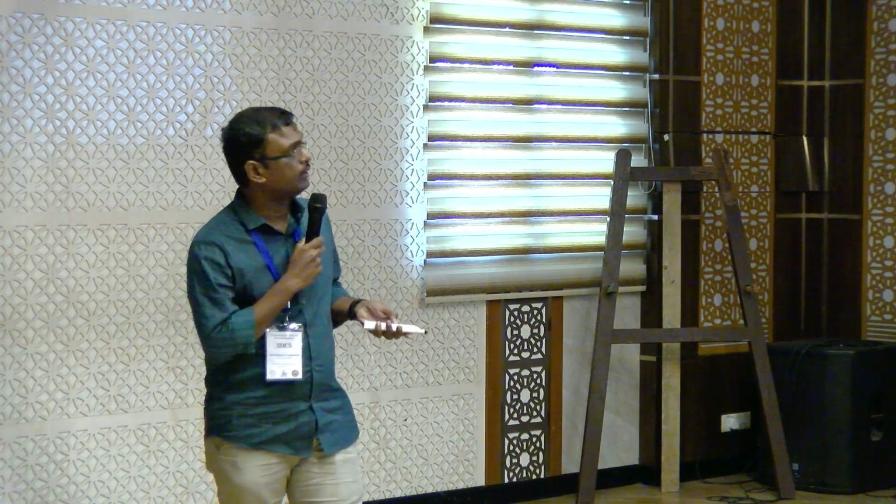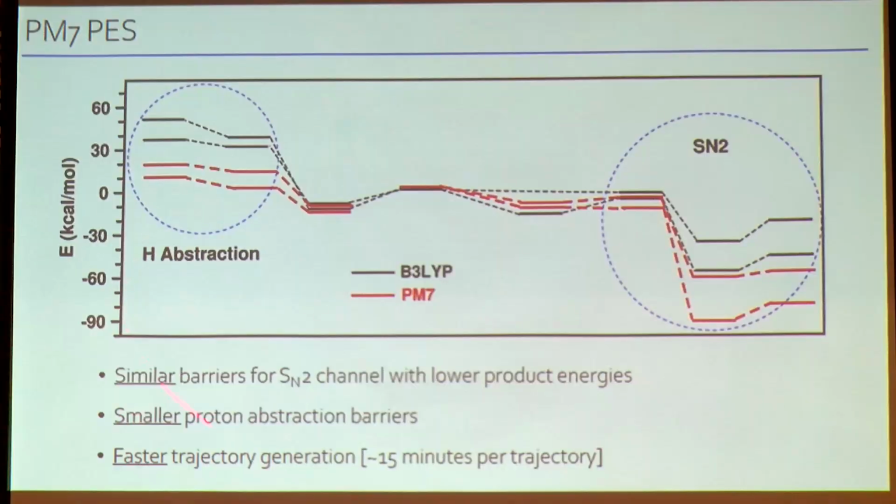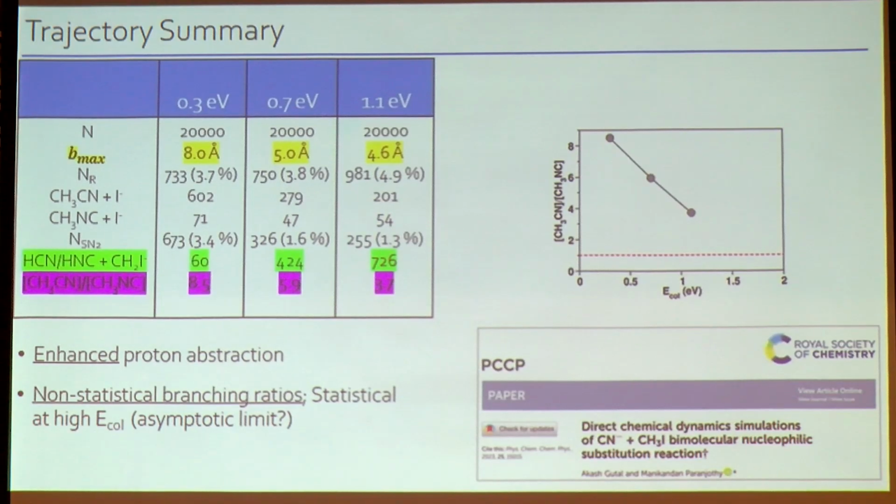So we were looking for another electronic structure theory which would closely reproduce the surface and which we could run quickly. Then we found the PM7 semi-empirical method. PM7 was closely reproducing the SN2 channels in line with the B3LYP and the coupled cluster calculations. The one issue was that the proton transfer channel was really underestimated by the PM7 method, as you can see here. But the advantage is that the trajectories can be generated really fast. We get a trajectory in almost 15 minutes. So we went ahead and did the direct dynamics simulations with the PM7 method, and we could generate 20,000 trajectories at 3 collision energies, 0.3, 0.7, and 1.1. These are experimental collision energies.